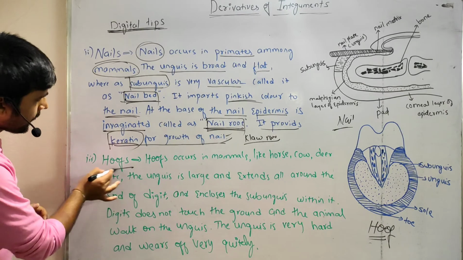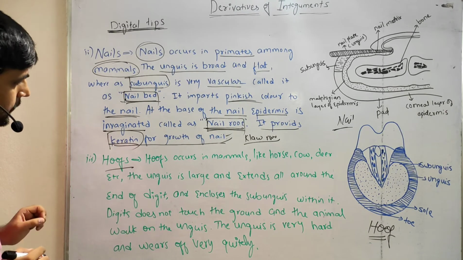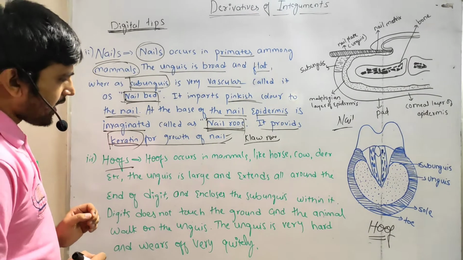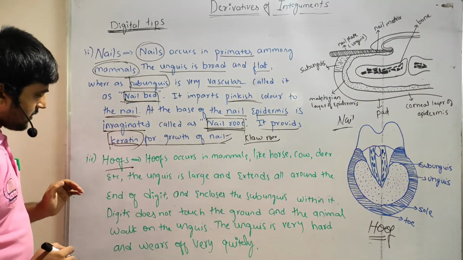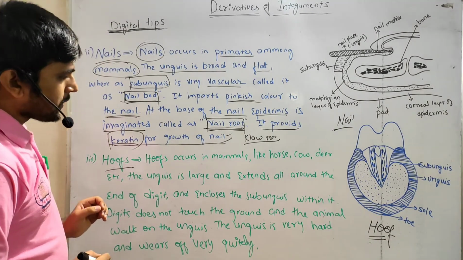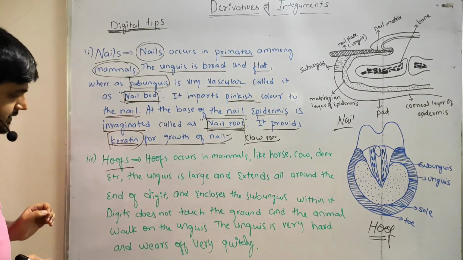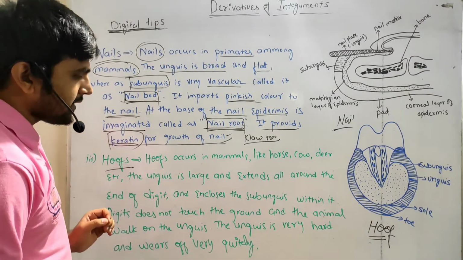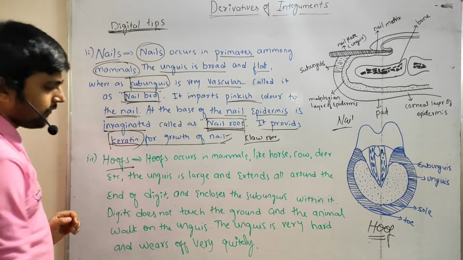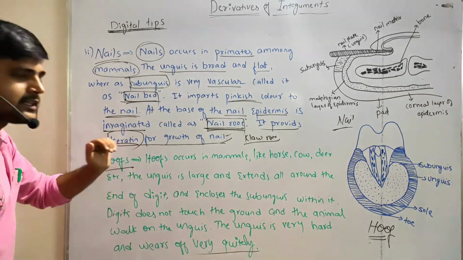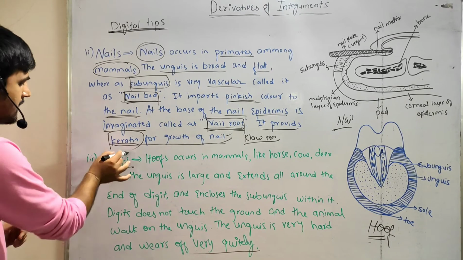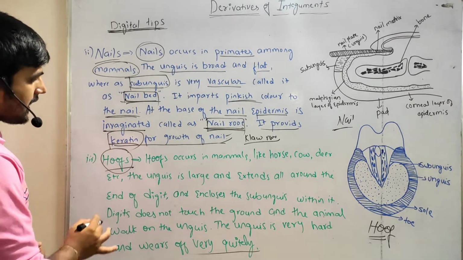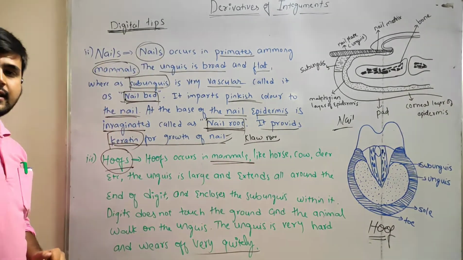And the second one is the hooves, right? Hooves occur in mammals like horse, cow, deer, etc. The anguis is large and extends all around the end of the digit and encloses the subanguis within it. The digits do not touch the ground and the animal walks on the anguis. The anguis is very hard and wears off very quickly, right? So here we are describing the hooves, which are also digital tips. They are only found in mammals.